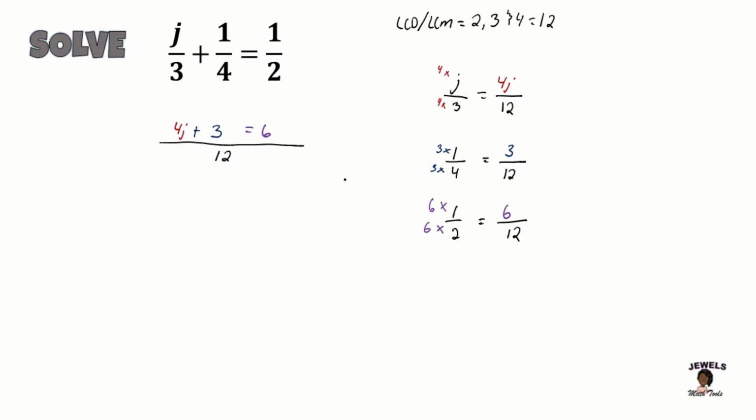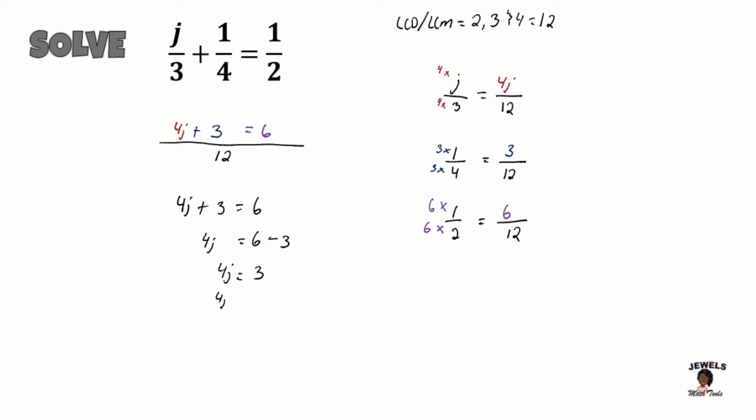Now that we have all of these fractions in their equivalent form, we're going to work them out without the denominator. Let's begin by collecting our like terms. Since 3 and 6 are the only constants, I'll be moving my 3 to the right hand side of my equation with my 6. Since 3 is being added on the left hand side, I will subtract it on the right hand side. So 4j is equal to 3.